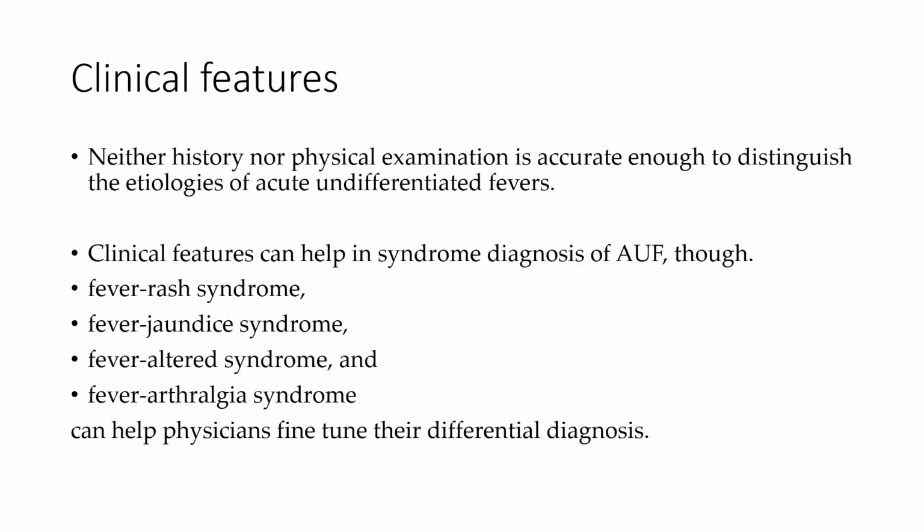So like I said, neither a clinical history nor a physical examination is accurate enough to give you a diagnosis. However, clinical features are really helpful in many situations. For example, you can have a fever rash syndrome, a fever jaundice syndrome, fever altered sensorium syndrome, or a fever arthralgia syndrome, where again, from the whole gamut of fevers, you can try and localize one or the other into these groups, because these have different etiological agents responsible, and then you may try and investigate one of these particular causes.